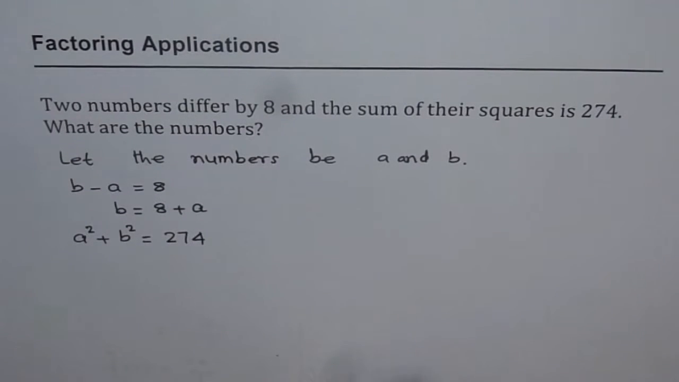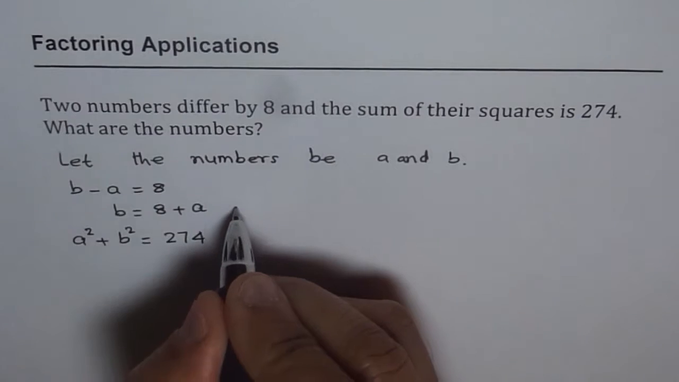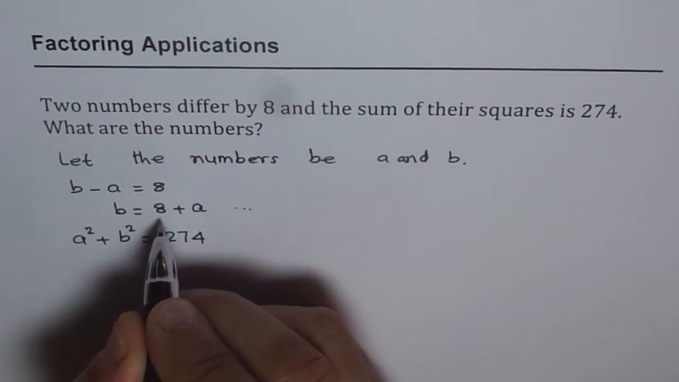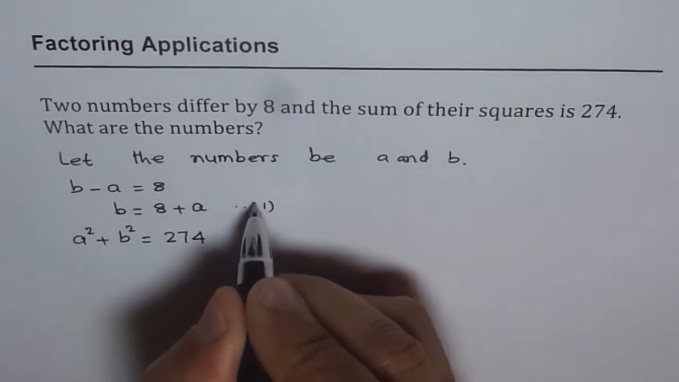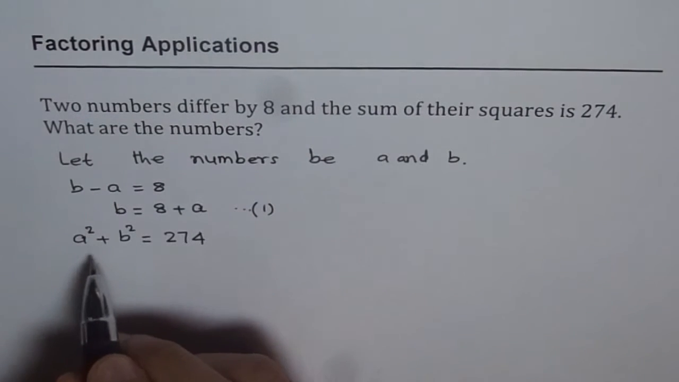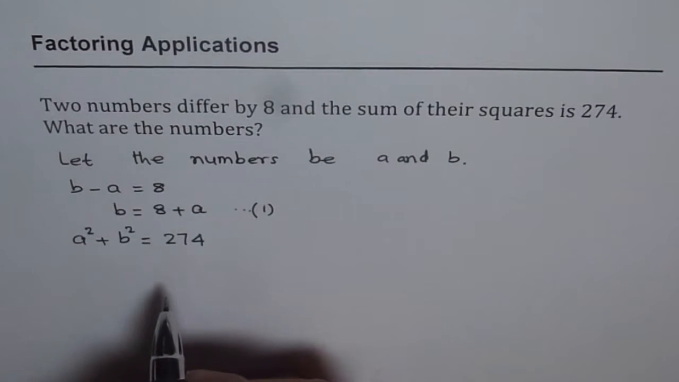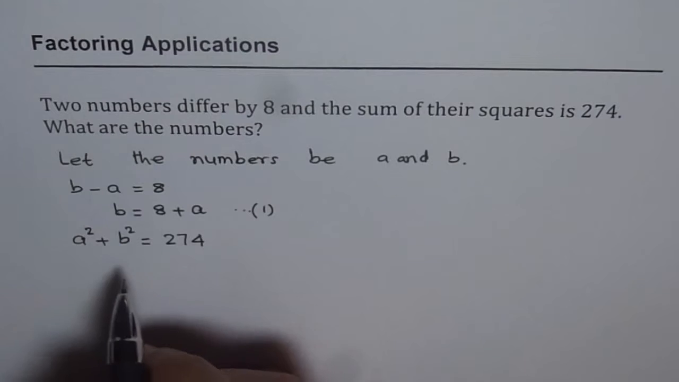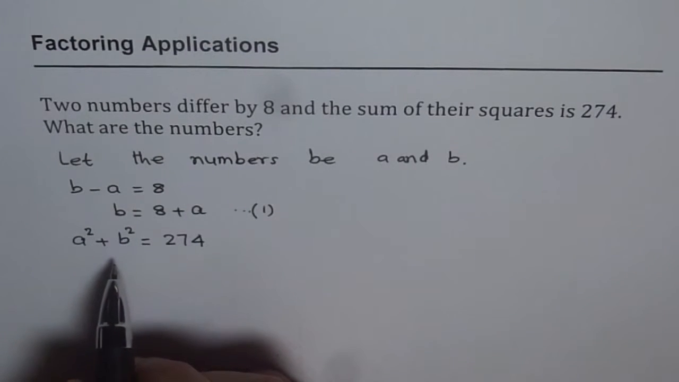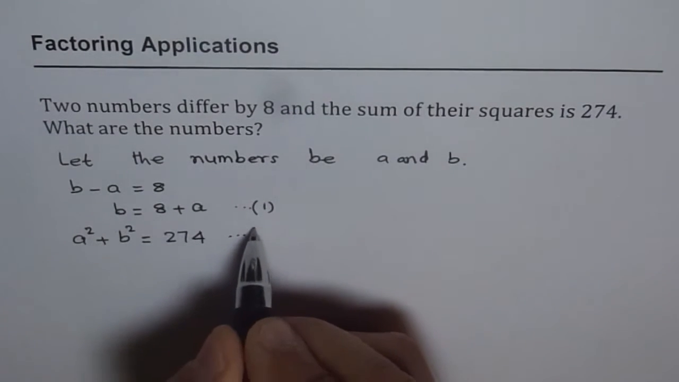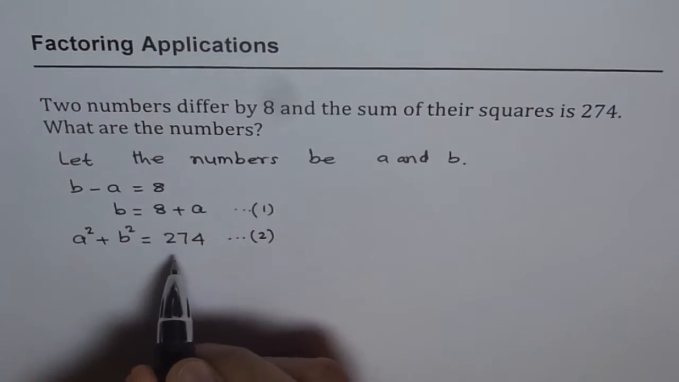Right? So let's number these equations. The first one, we already have B equals 8 plus A. Let's call this equation number 1. And the second one is A square plus B square equals 274. Now we need to find both the numbers A and B. That is the question. So first step is, let's write down the equation in one variable.